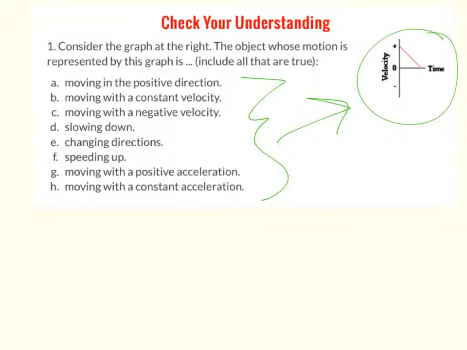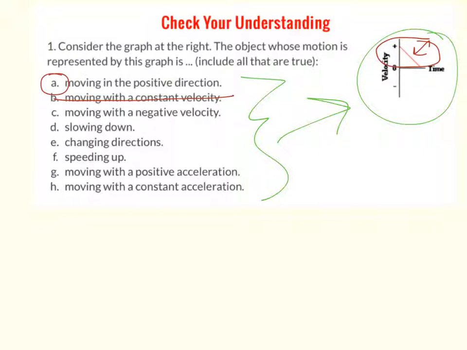So what did you discover? Is the object moving in a positive direction? How would we know? Well, according to the graph, the line is in the positive part of the graph. So the object is moving in the positive direction. Is the object moving with a constant velocity? We see here that there is a diagonal line on a velocity time graph. So the object is not moving at a constant velocity. The velocity is changing.